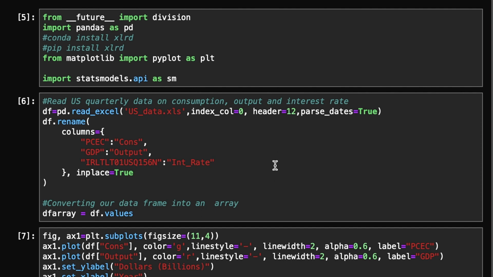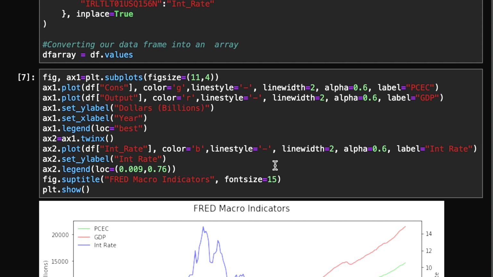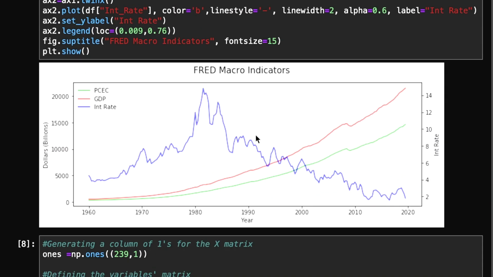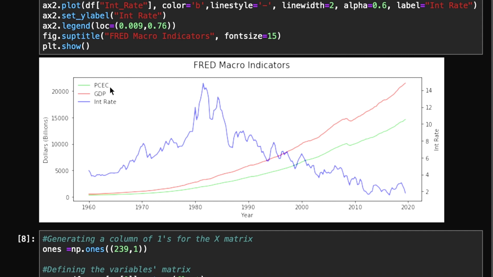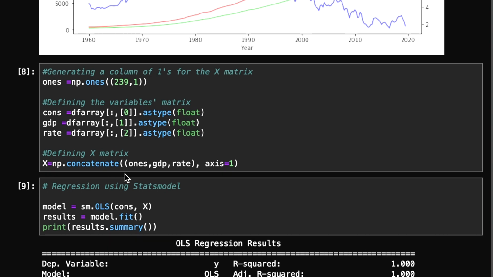So what I have here is a sample data that I'm going to use to show you guys how to do this. My sample data is US macro indicators. It consists of data on consumption, GDP, and interest rate. I have defined my X matrix, which has a column of ones, a column of GDP, and a column of interest rate. The first thing that we're going to do is use the Statsmodel package in Python to get some OLS results.